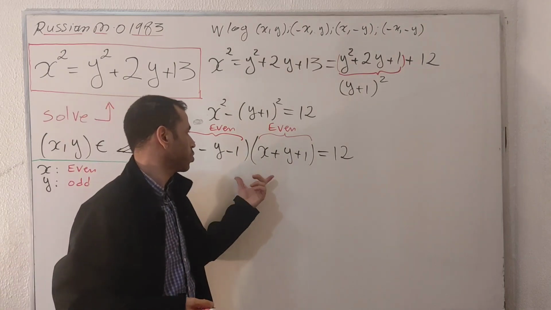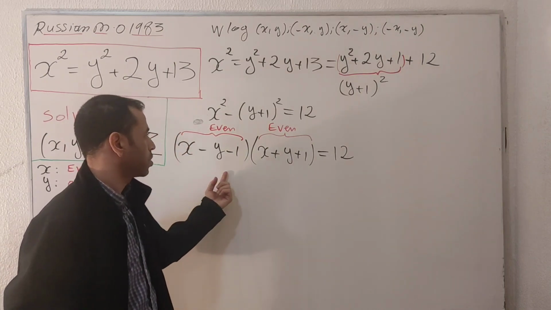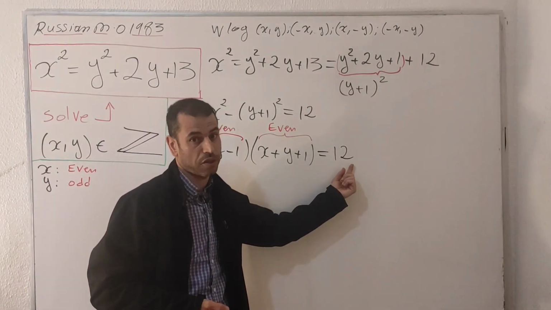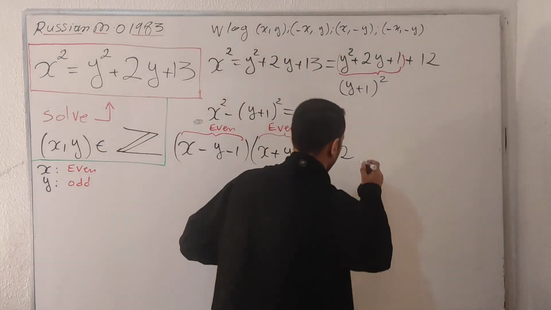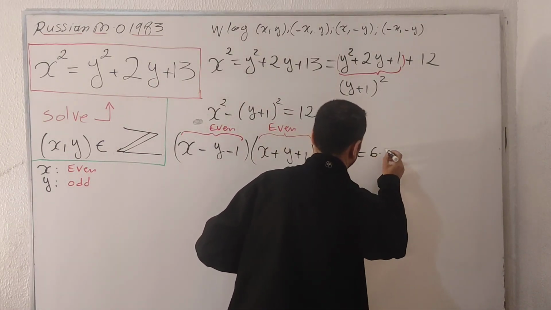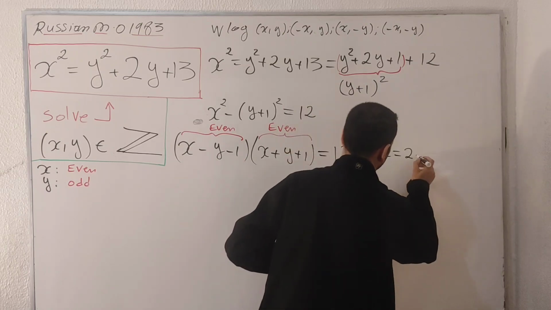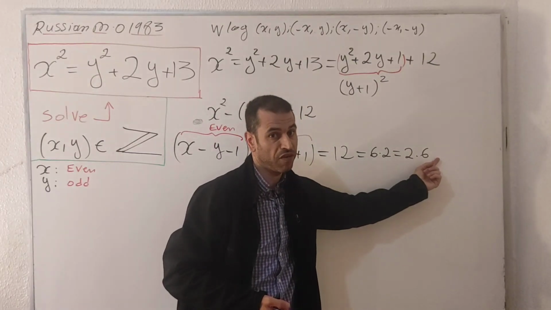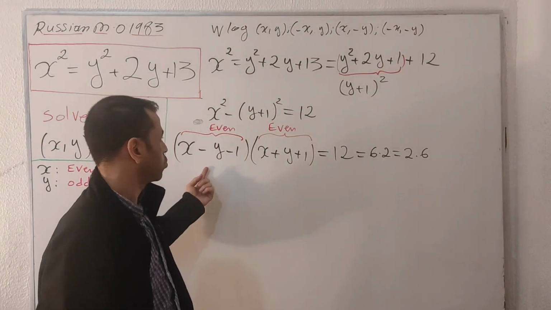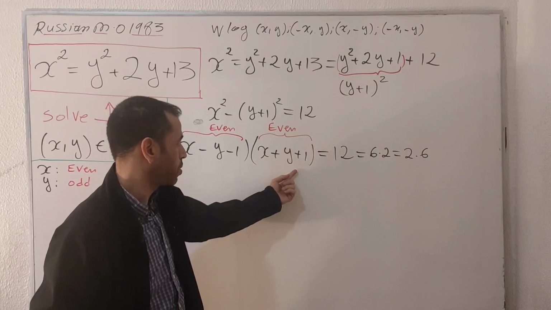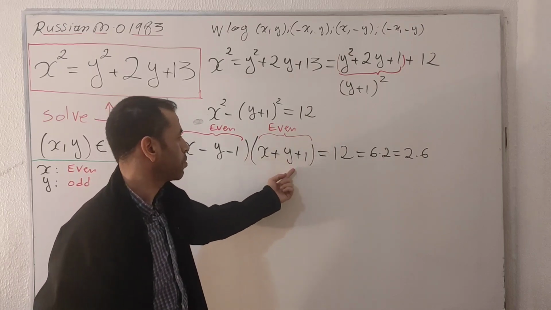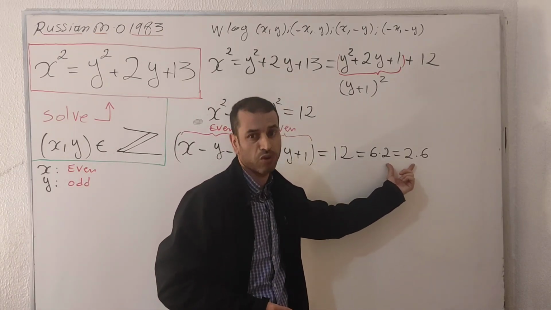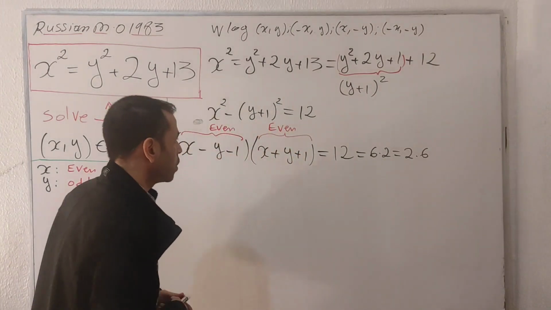Now since this product is even, and both terms are even, the right hand side of this equation must be an even product, which means we can rewrite 12 as 6 multiplied by 2, or 2 multiplied by 6. In fact there are another 2 cases involving negative numbers, minus 2 multiplied by minus 6, or minus 6 multiplied by minus 2, but we are going to ignore that. Checking only these 2 is enough to find the solutions. Okay, now let's go through this one.